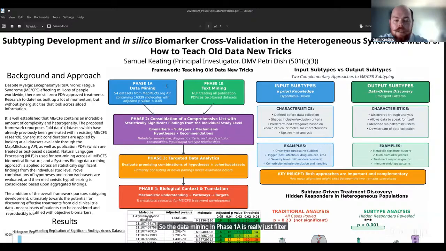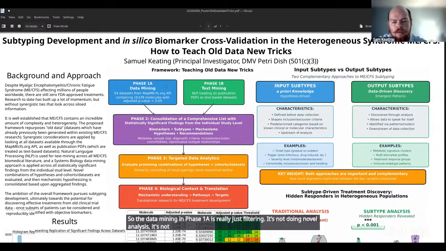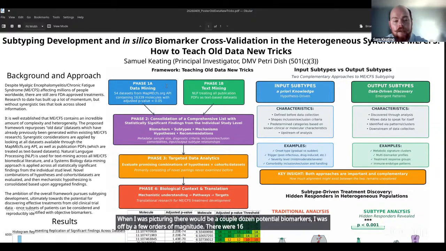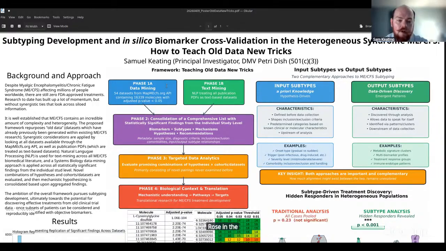It's not doing novel analysis. It's not transforming the contents of the data, just filtering down which rows and columns proceed, mostly by that adjusted p-value threshold. So really, when I was picturing there would be a couple dozen potential biomarkers, I was off by a few orders of magnitude. There were 16,339 rows in the data repository that had adjusted p-value less than 0.05.